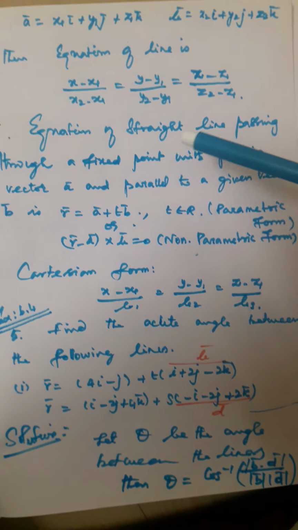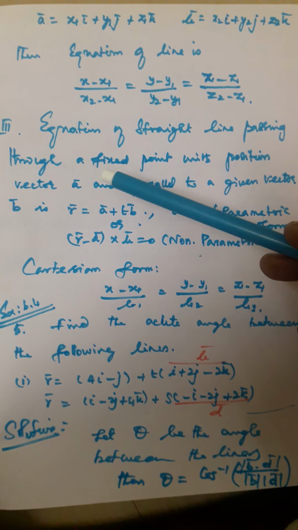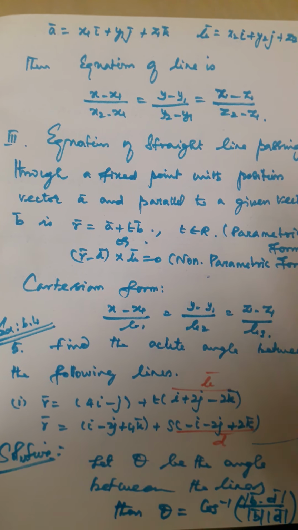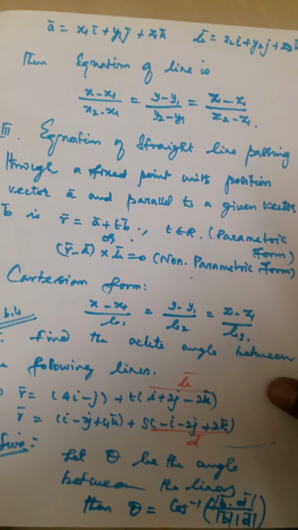Okay, so this is your first type. And type 2, you have the equation of straight line passing through a fixed point with the position vectors. 1 point and 1 vector. The first type you have 2 points.